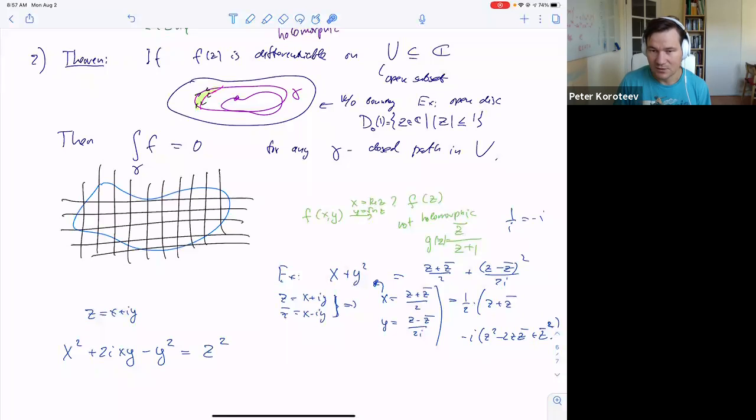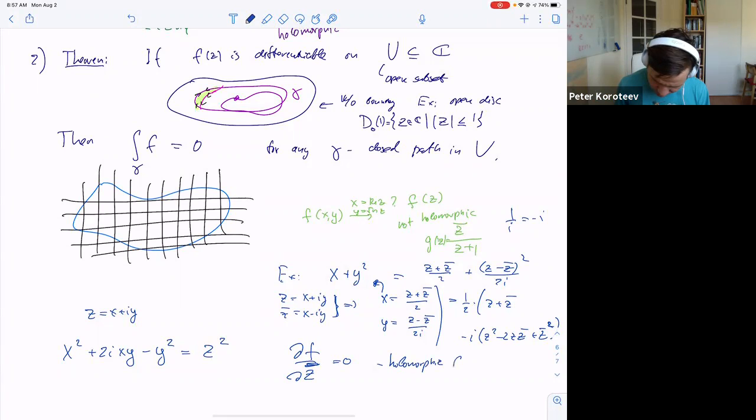Well, it turns out that not every function of two variables can be presented as a holomorphic function. If it can, then it must depend only on z, not on z bar. So in other words, the derivative of this function with respect to z bar should be equal to 0. So it does not depend on z bar. This is a sort of condition on the holomorphic function. So if f is holomorphic, then it's true. If it's not holomorphic, then all bets are off.